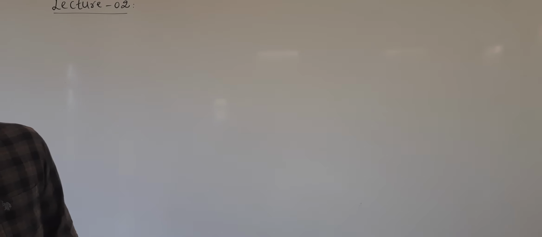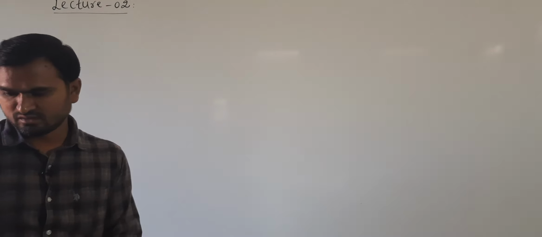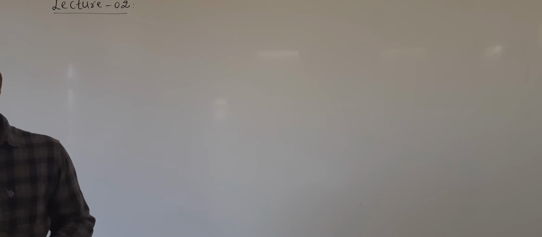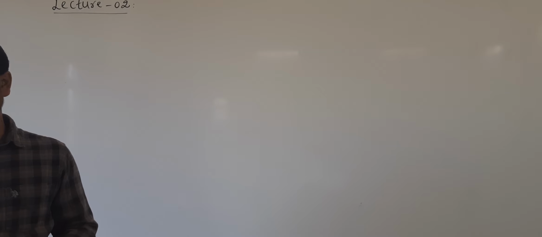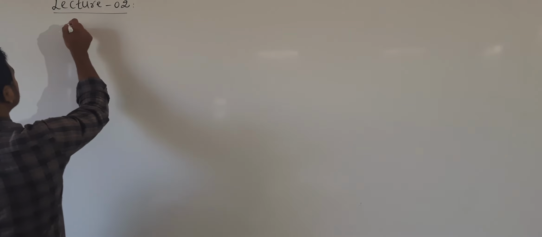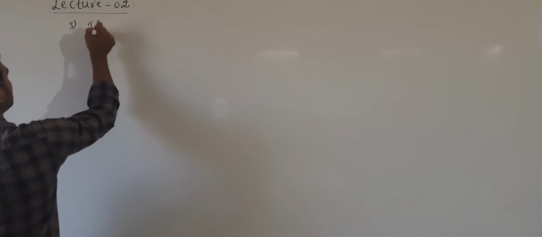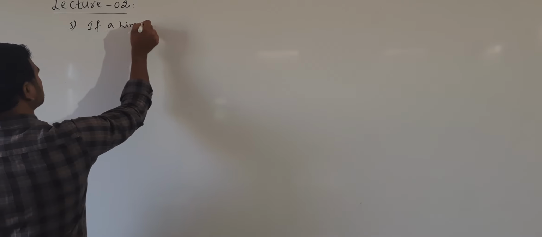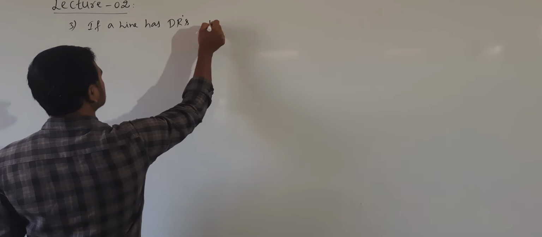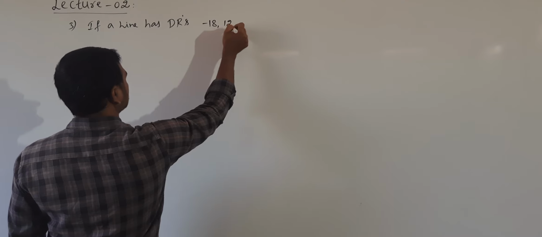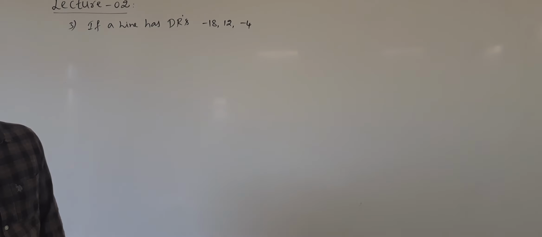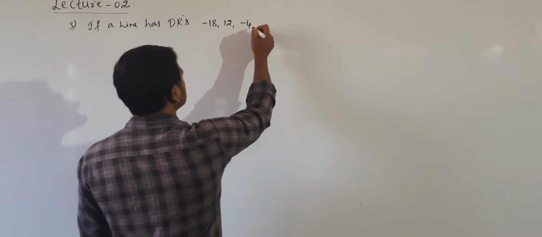Next, see question number 3. If a line has direction ratios minus 18, 12, minus 4, then what are its direction cosines? Question number 3. If a line has DRs, that is direction ratios, minus 18, 12 and minus 4, then what are its DCs?